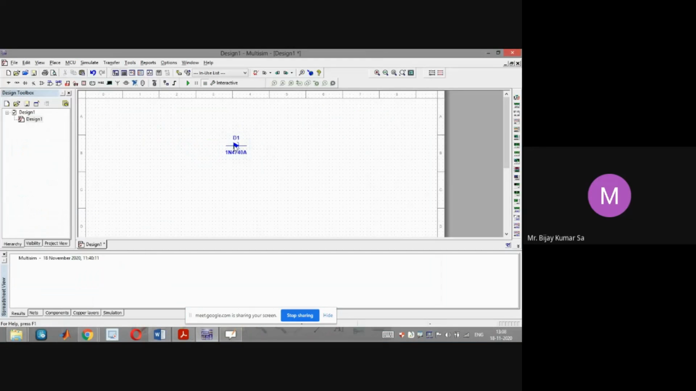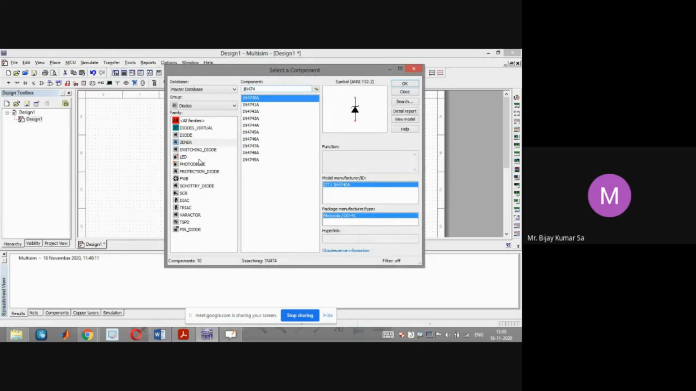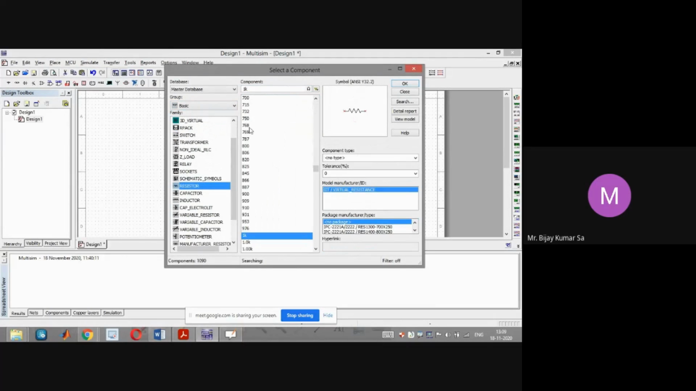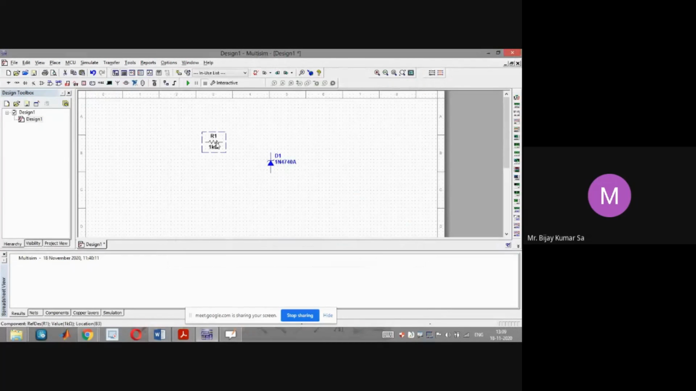So I'll rotate it. So I need a current limiting resistance. Let me get a current limiting resistance here. Basic. I want a resistor. Okay, 1K. Let me have a 1K resistance. I want another resistance to act like our appliance, our load resistance. This resistance will act like our appliance or the load resistance.